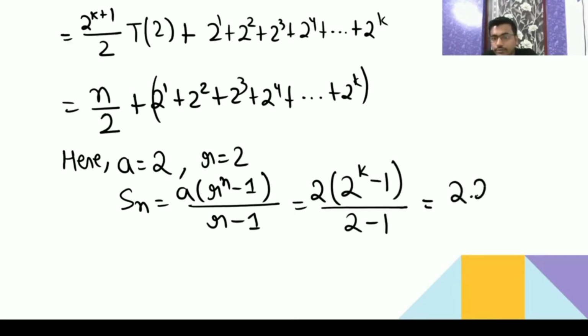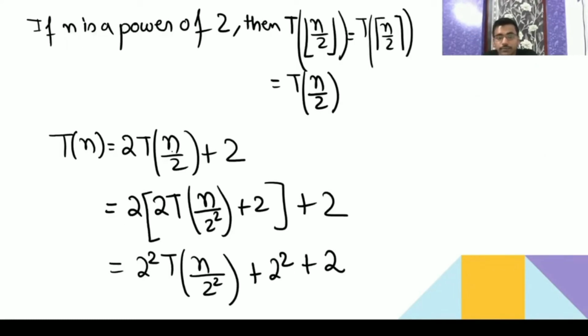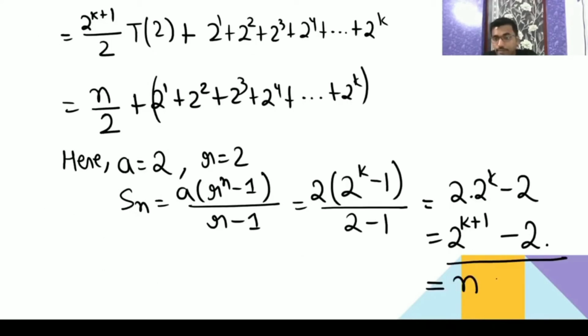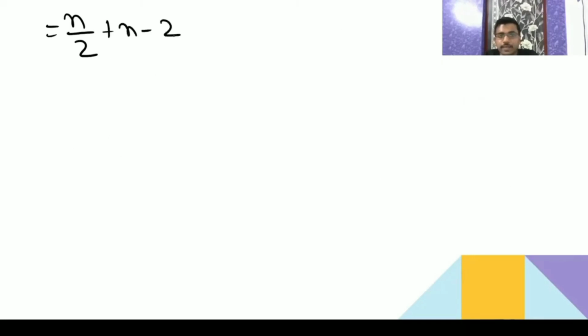You are going to get 2 into 2^(k+1) minus 2, that is 2 into k plus 1 minus 2. I know that 2 to the power k plus 1 is n. I have assumed n equal to 2 to the power k plus 1. So here I will write n minus 2. So it is going to be n by 2, n by 2 plus n minus 2.